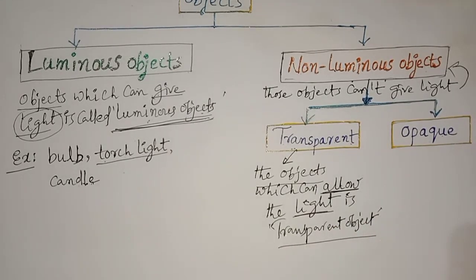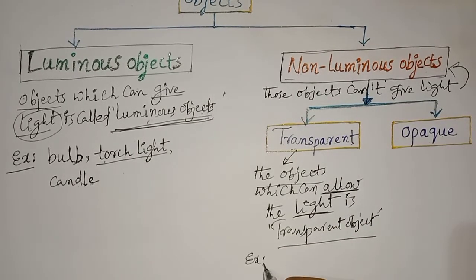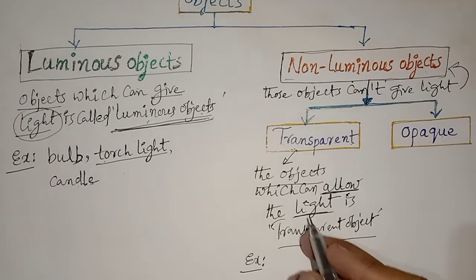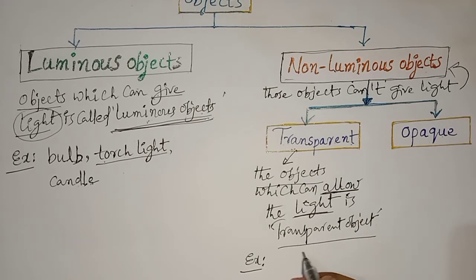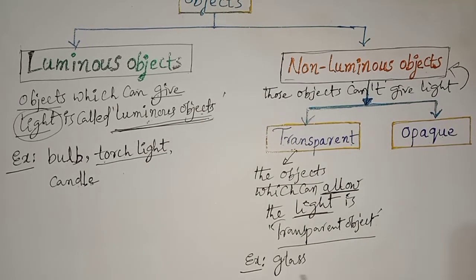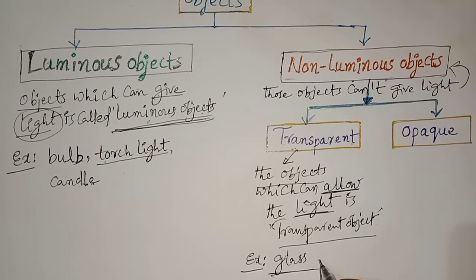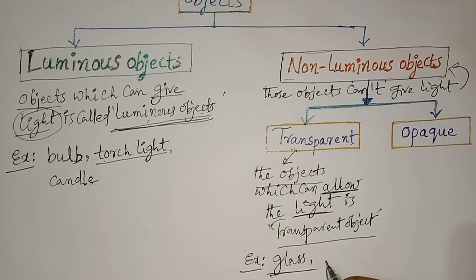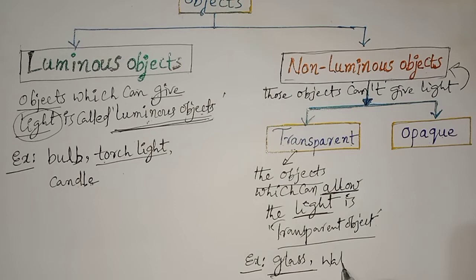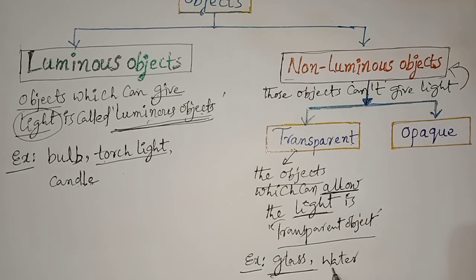Let us discuss the examples for the transparent object. First one, glass. The glass is transparent. It can allow the light from one surface to another surface. If I take water, does light travel in water?